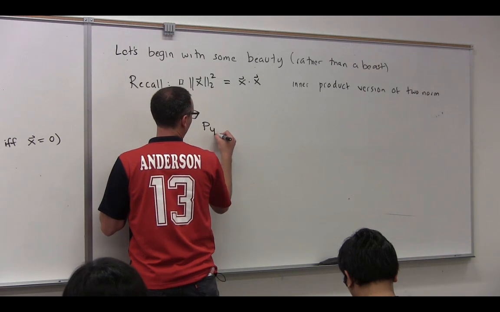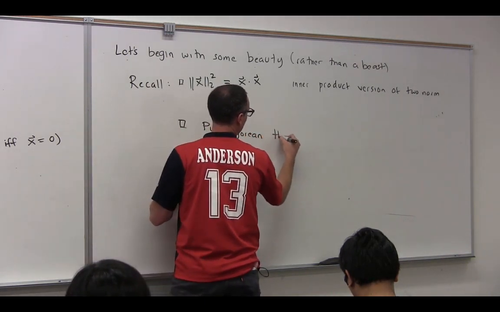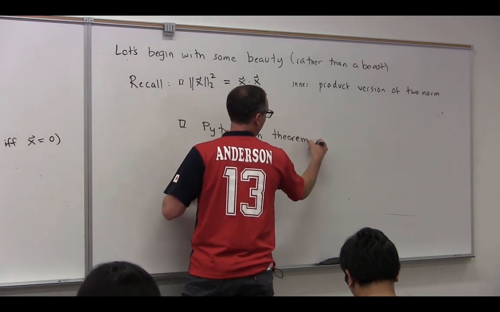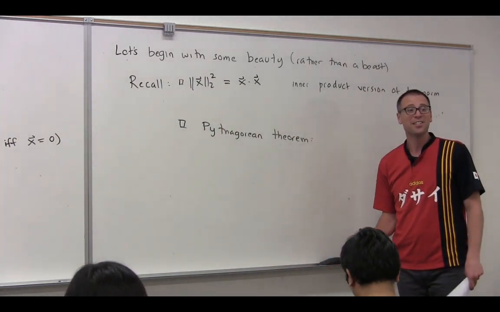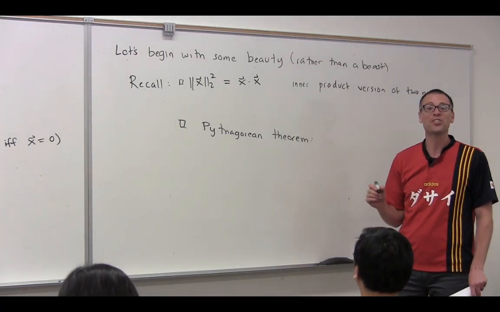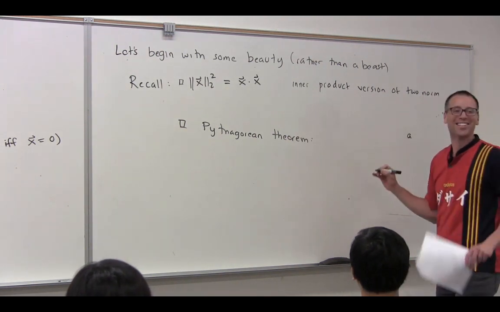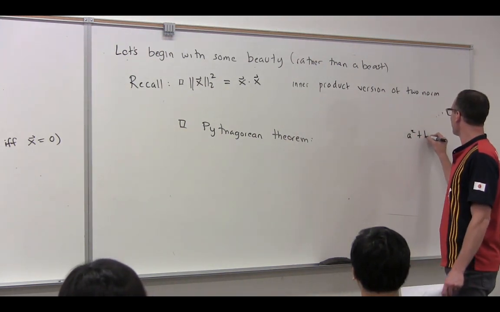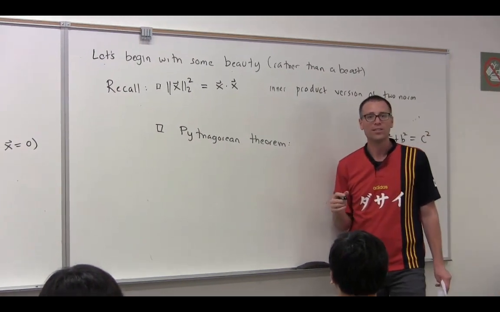You might call this thing the Pythagorean Theorem. Can anybody remind me what the statement of the Pythagorean Theorem was? And I actually want the full statement, not just the punchline. So you got to set the joke up. What's the punchline of the Pythagorean Theorem? A squared plus b squared equals c squared. But that's not the setup, right? What's the setup?